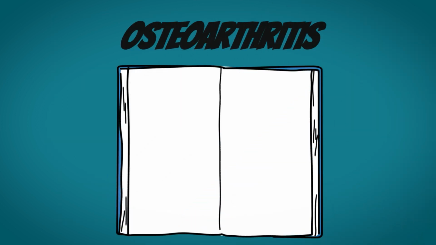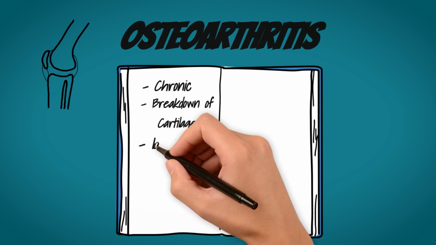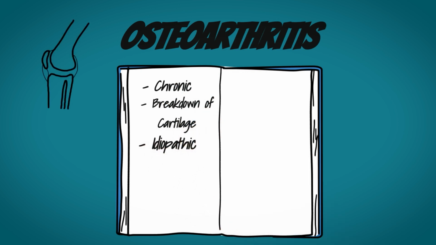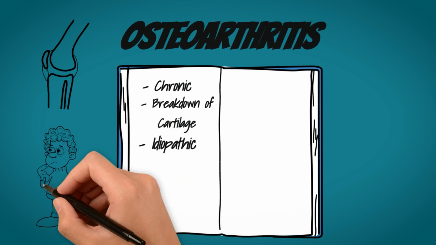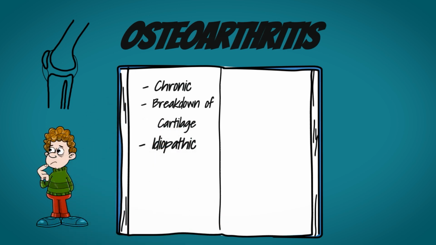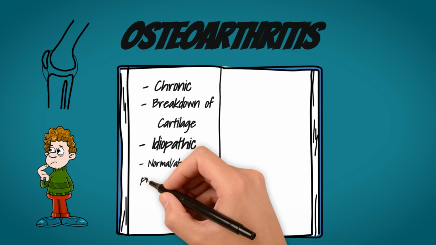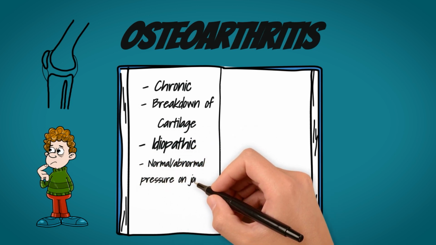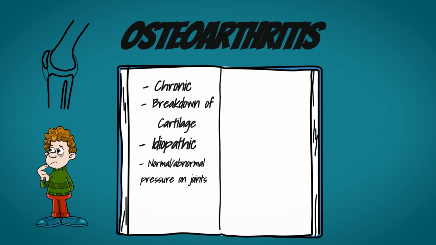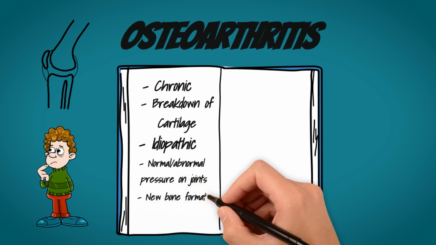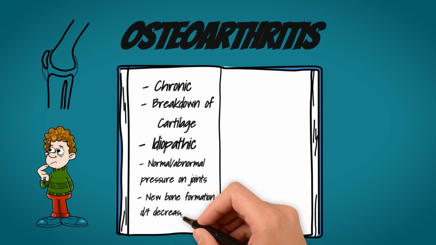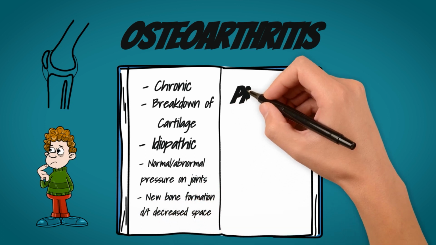Osteoarthritis is a common chronic condition that occurs when the cartilage in our joints breaks down over time. The exact cause of primary osteoarthritis is idiopathic, which means it typically occurs spontaneously or for no apparent reason. This degenerative process is often a result of putting too much pressure on a healthy joint or putting normal pressure on a joint that is already abnormal. As the cartilage and the joint space diminish, new reactive bone may form around the edges and underneath the joint.